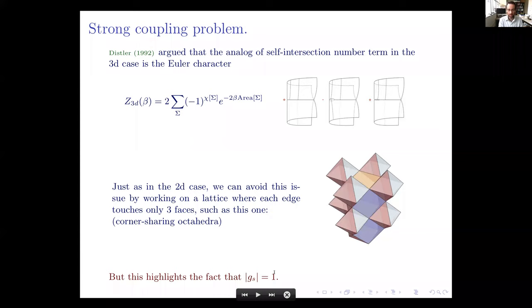John, can I ask you a question? Yeah, please. Is this statement supposed to be exact? I'm a little confused by what is exactly summed over, because is one supposed to sum over immersed surfaces? Yeah, that's right. That's what Disler is doing. But is that actually a well-defined thing on this lattice?